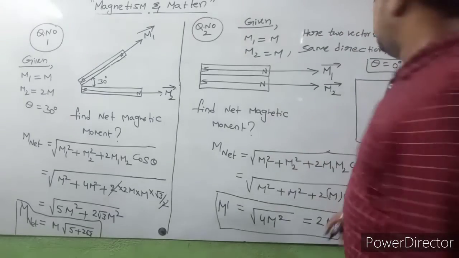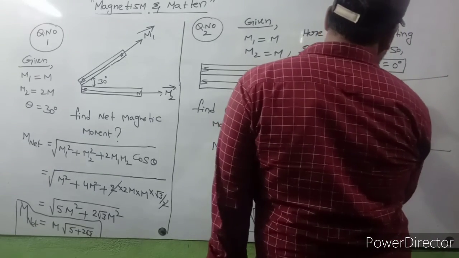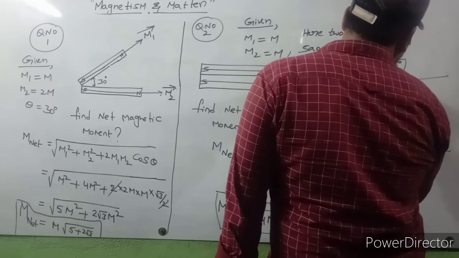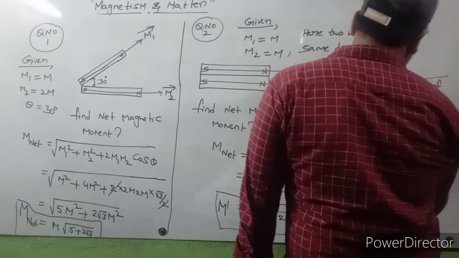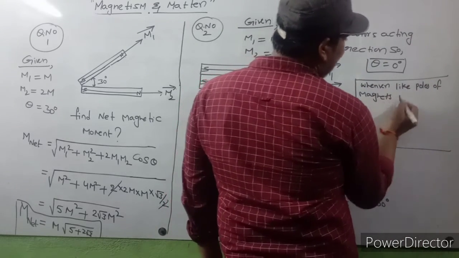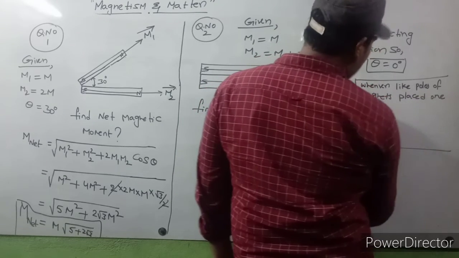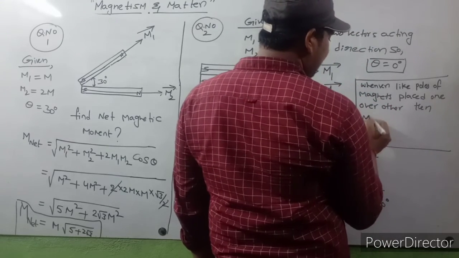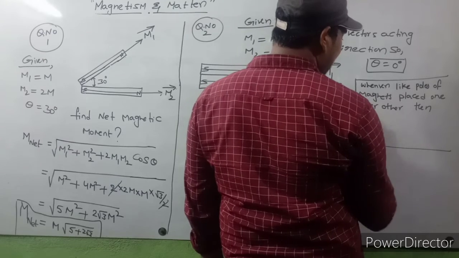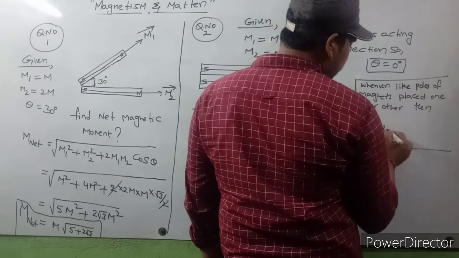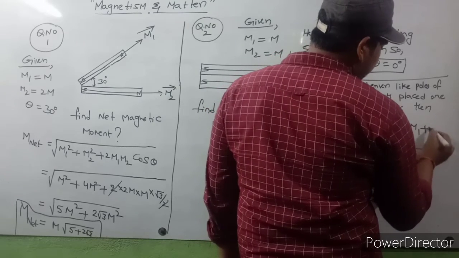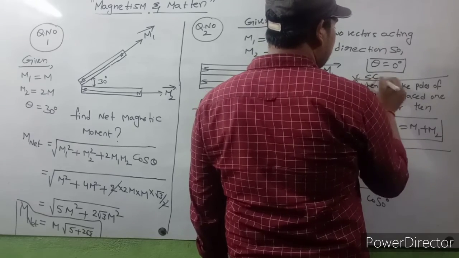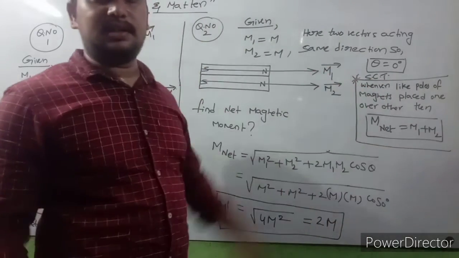Whenever like poles of magnets are placed one over the other, then the net magnetic moment formula is m net equal to m1 plus m2. So this is a shortcut trick.